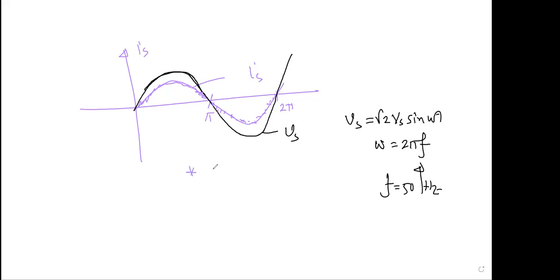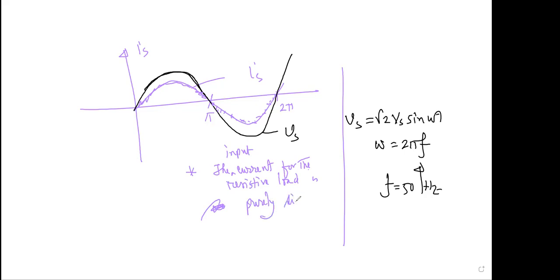Then we tell that the current for the resistive load, current means input current, right? Not the output. Input current for the resistive load is purely sinusoidal, the same as the voltage source. You understand it or not?